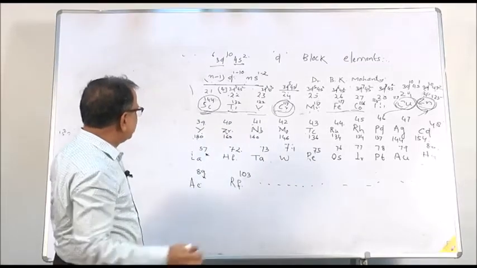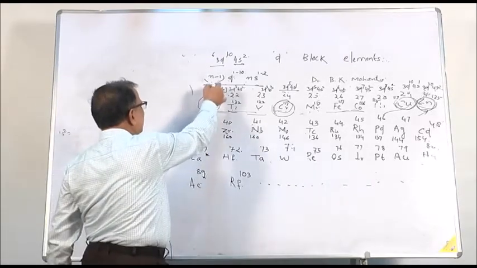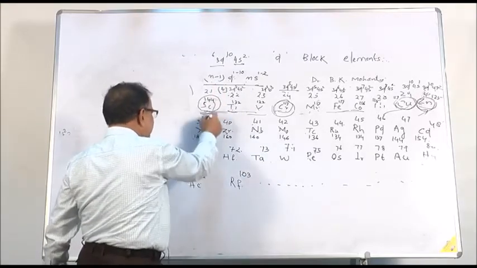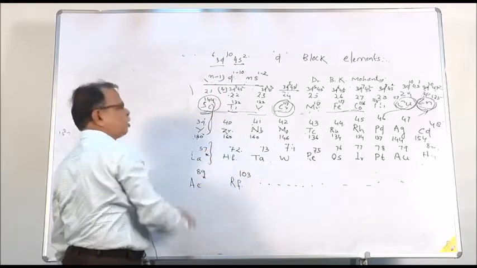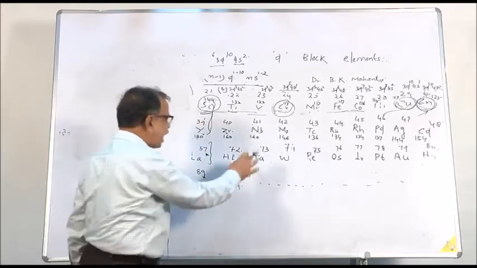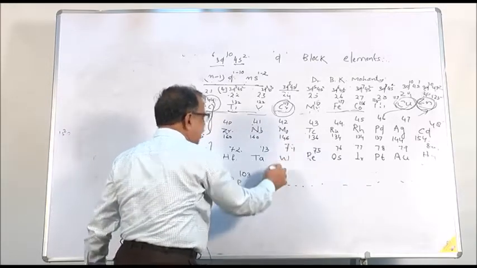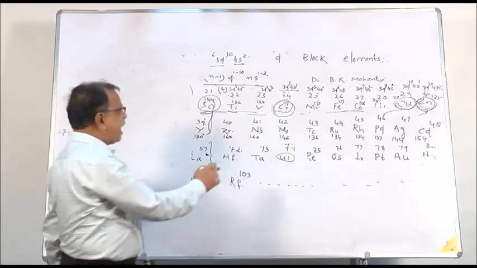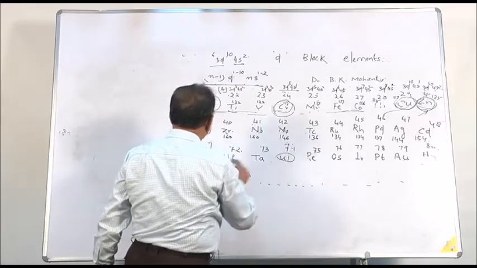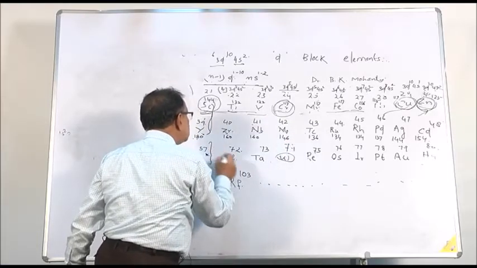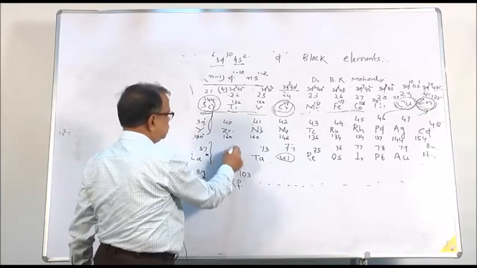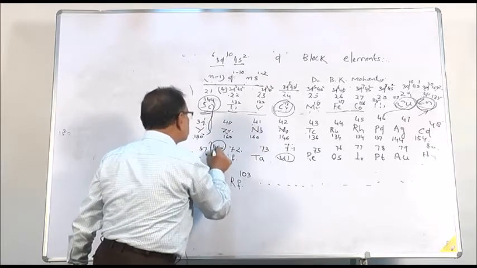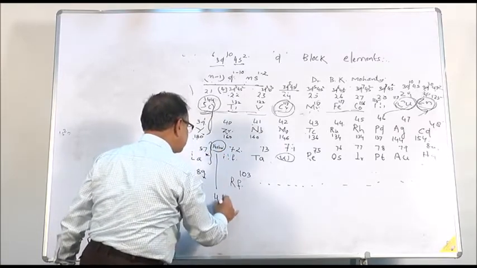Another point is the size. From scandium to yttrium, the size increases. Sometimes the sizes of molybdenum and tungsten are almost the same. The same size can be explained by the introduction of 57 to 72, so there are 14 elements where the electron goes to the 4f subshell.